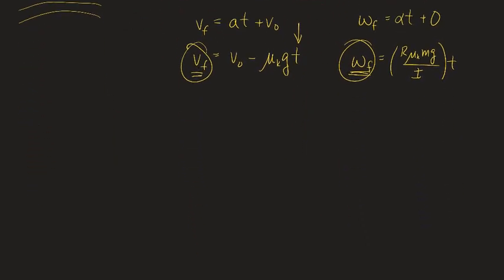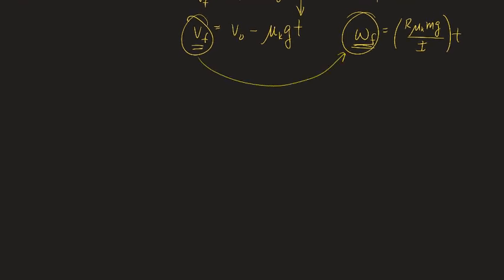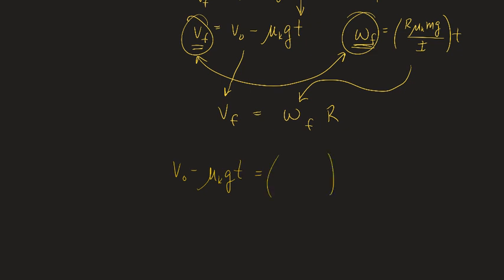Now, if you don't understand how to deal with this information, remember, these two things are related by R. Rolling occurs when that happens. This side is speeding up. This side is slowing down. We're looking for when they meet in the middle. So I'm just going to do this substitution. I'm going to put in V naught minus mu k g t equals, I know this is a mess, and just hang with it for a minute. It'll be okay. It would be prettier if we put in the moment of inertia, and I'm intentionally not.